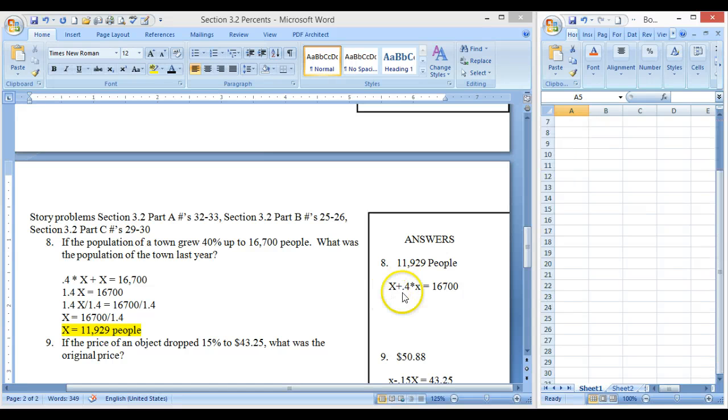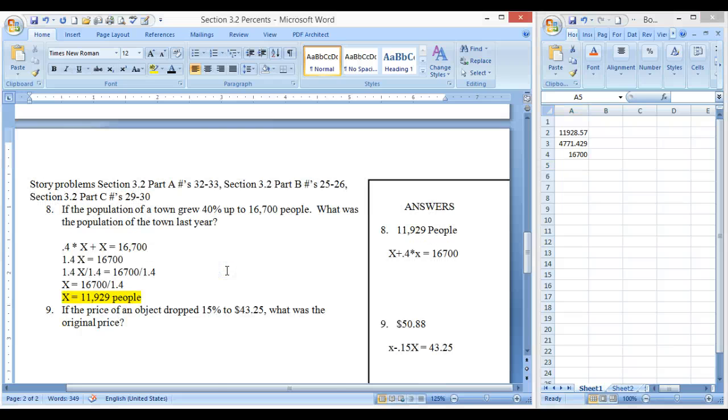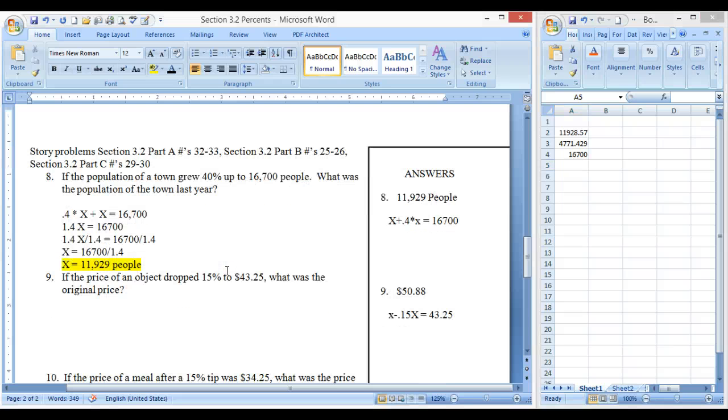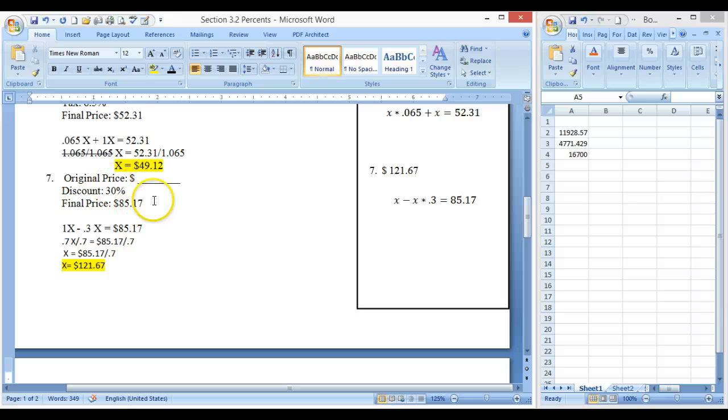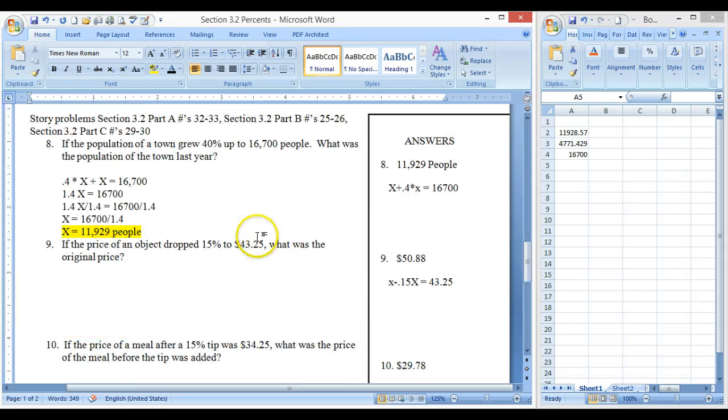Let's try the next one. If the price of an object dropped 15% to $43.25, what was the original price? Exactly like the previous ones with the discount. So instead of it just listing it out, and if you're more comfortable listing it out like this, take that information that you got and write it out.